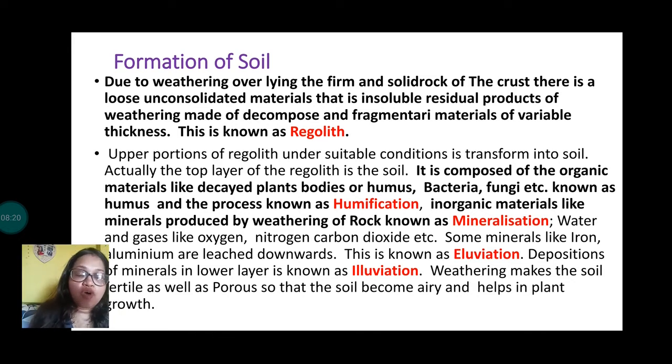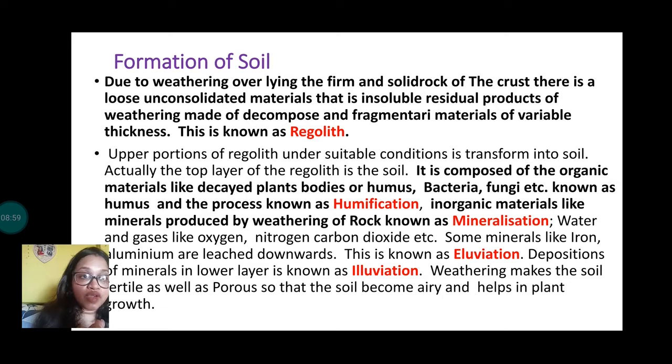Now we will discuss the formation of the soil. Due to the weathering, the overlying forms of the solid rock of the crust become loose, and unsolidified materials are created, the insoluble residual product of the weathering. These decomposed and fragmented materials of the earth's surface are known as regolith, and the upper portion of the regolith, under suitable conditions, transforms into the soil. That means, as I already told you, the top layer of the regolith is known as soil.